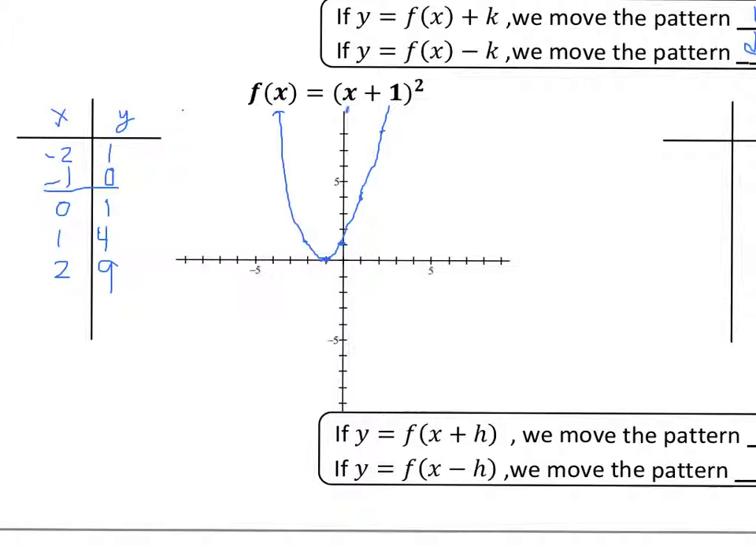Now the thing with our new technique, you have to know where the vertex is. So we already know our vertex is at -1, 0. So we start at -1, 0. I go right 1 and up 1 squared, or to 0, 1. I go right 2 and up 2 squared.